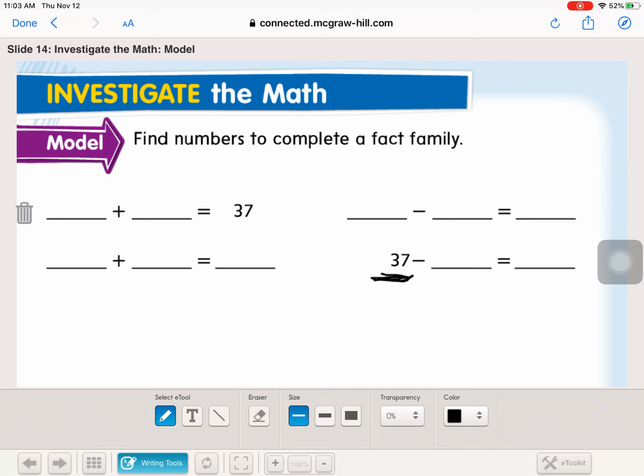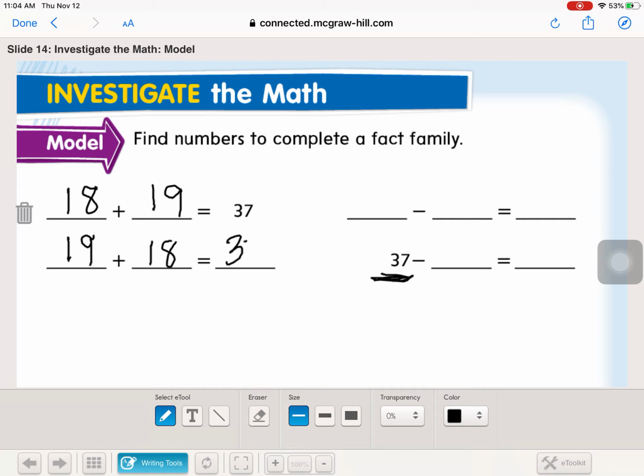So there are lots of different options that we could go here, right? There's lots of numbers that we can add up to make 37. And since we're working on two-digit, I'm going to go with 18 and 19. So if 18 plus 19 equals 37, then I can flip these around.